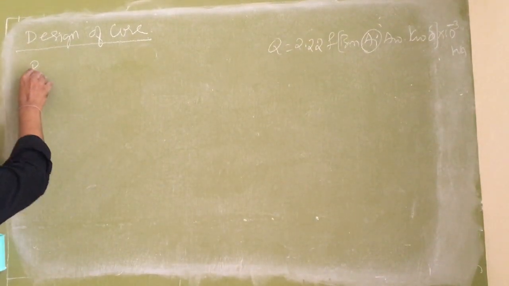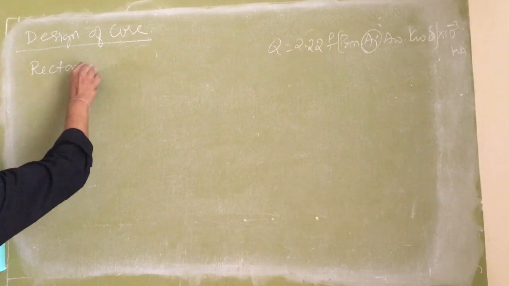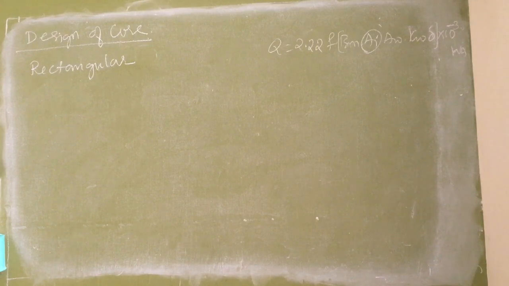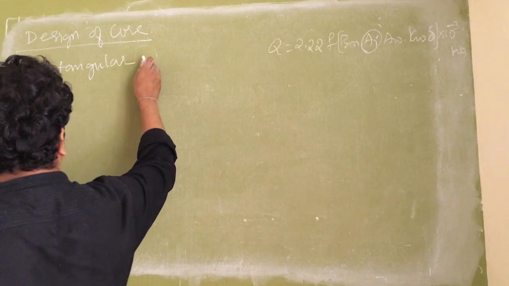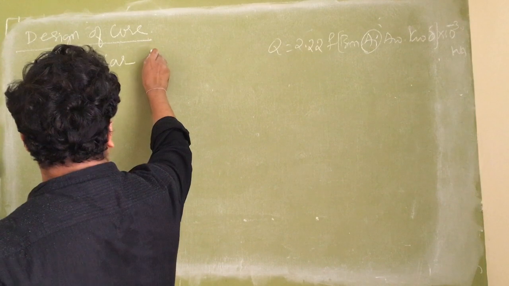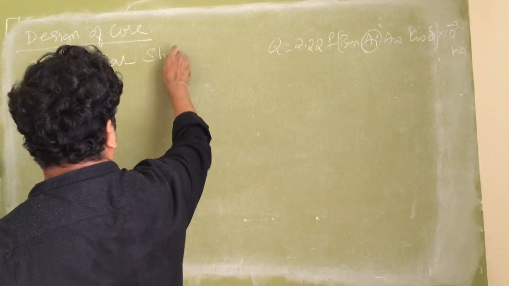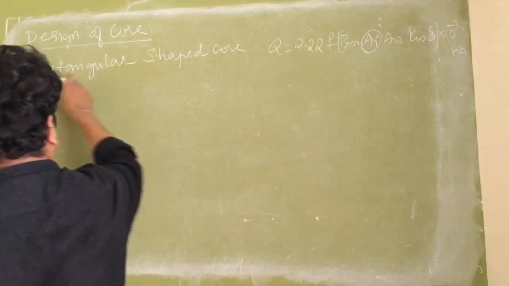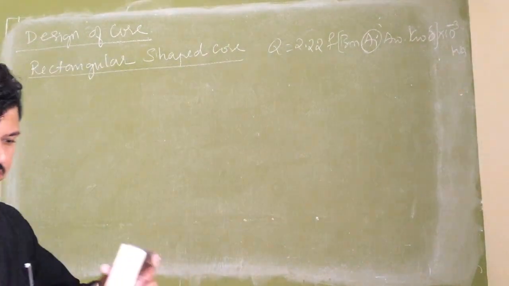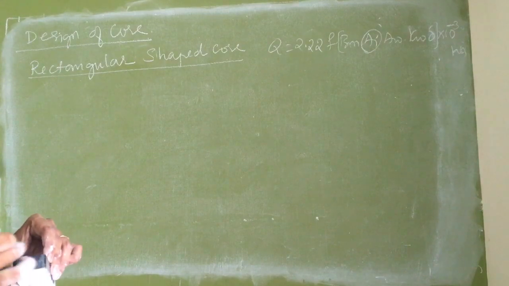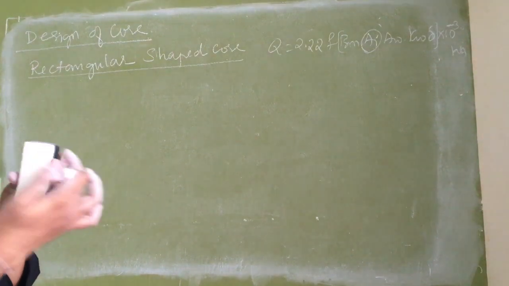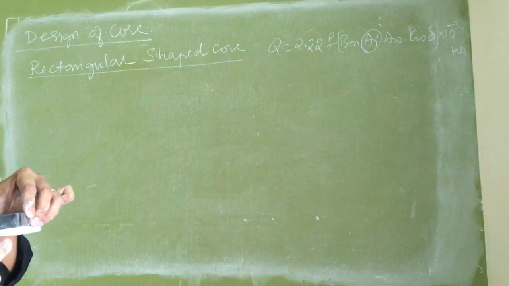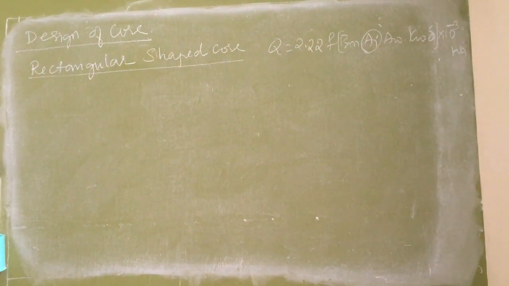First is the rectangular shaped core. So here I am talking with respect to the cross section. If this is the height of the core, I will be placing the winding surrounding this, and the cross section of the core is this surface, the top surface that we see from the top view.